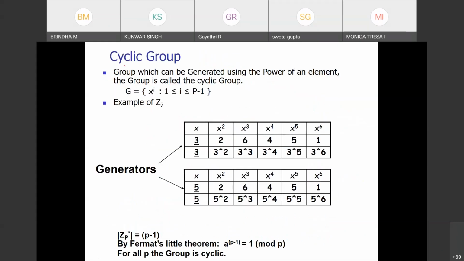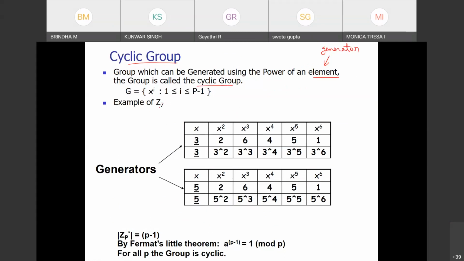Then comes the cyclic group. A group is cyclic if it can be generated using the power of an element. All the elements can be expressed as powers of one element, and that element is called the generator. If that can be done, then that group is called a cyclic group.